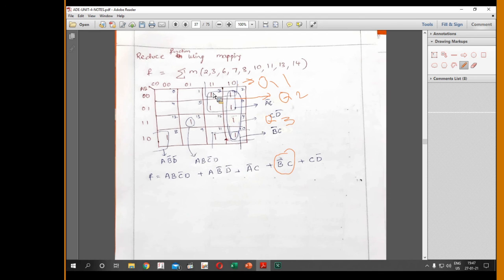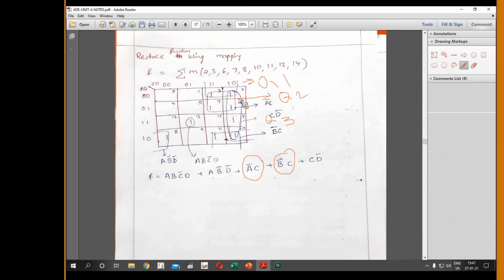And the quad 2 minimal expression: row wise, A is common because A is 0 in both rows. Column wise, you have CD, where C is common; D is 1 in this column, and in the fourth column it is 0. Hence C is common. So A bar C is your quad 2 minimal expression.